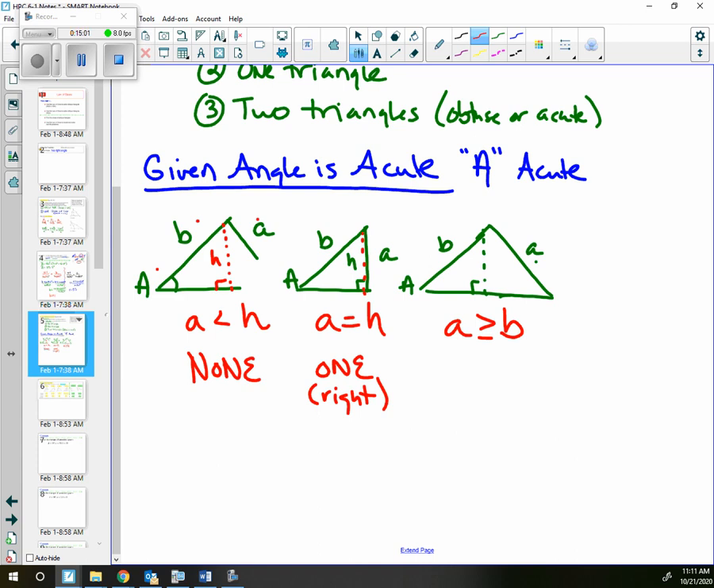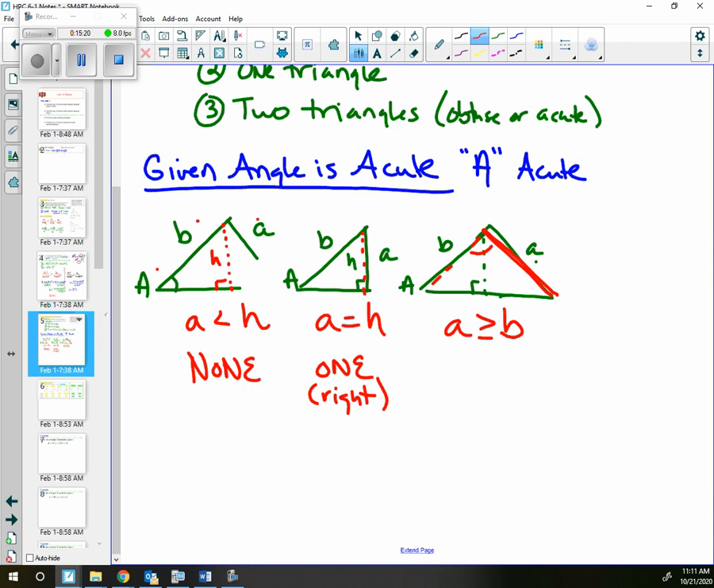If A is longer, that means the only way you can draw this triangle is having side A go away from B. Because if A is longer or equal, it can't swing back and come back in this direction, right? Because it would cross over. So if A is longer, the only way you can draw that triangle is with side A going away from where side B is, or away from that vertex A.